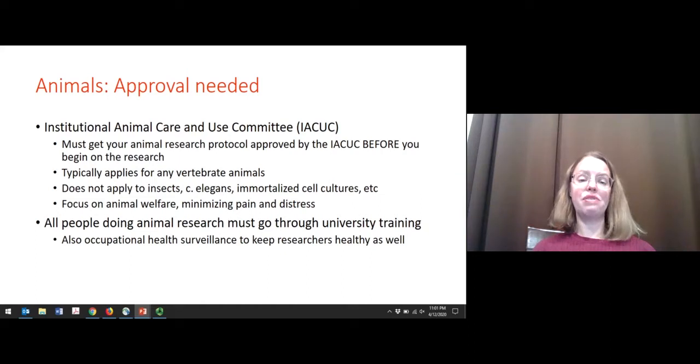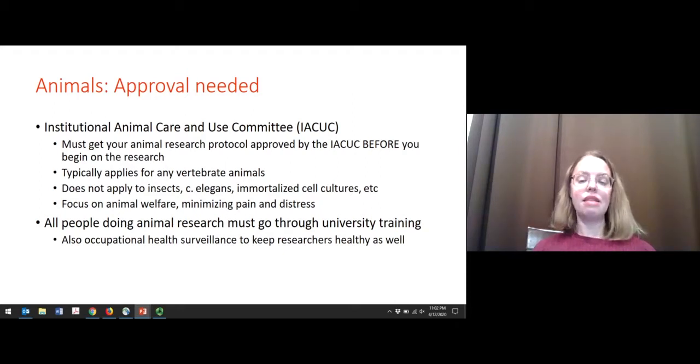It typically applies for any vertebrate animals, but it doesn't apply for things that aren't vertebrates like insects, C. elegans, or things like cell cultures that are immortalized. So not everything requires it. And then what are they looking for? Whenever we fill these out, there are like 90 questions to answer. But there's a real focus on animal welfare, right? Minimizing pain and distress, doing whatever we can to minimize the number of animals and to minimize their pain and distress.